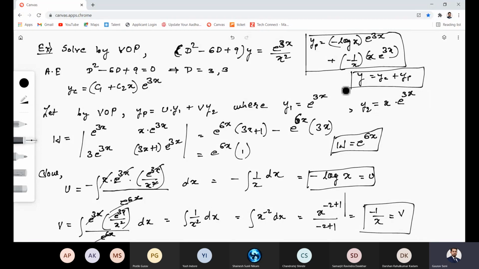So I hope the complete method is clear to you and you'll be able to solve one example on this. So let's see who can do it.